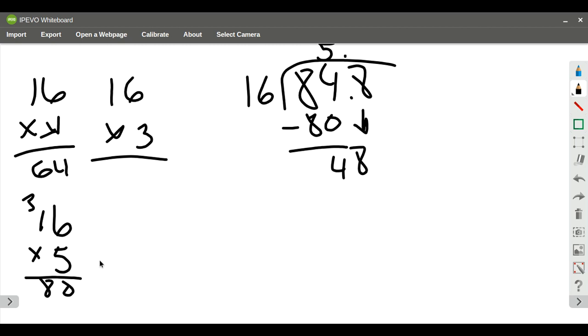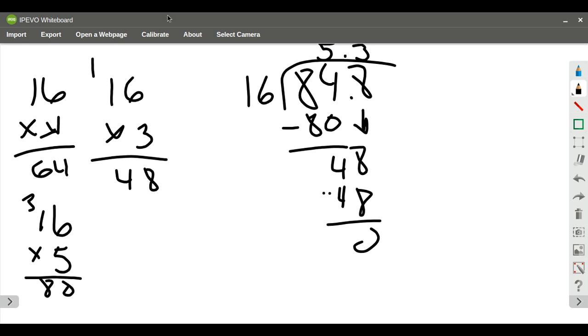So 3 times 6 is going to be 18. I'm going to regroup the 1. 3 times 1 is 3, plus 1 is 4, for 48. So it's going to go in there 3 times. I'm going to write the 3 up above. 16 times 3 is 48. And then I'm going to subtract.